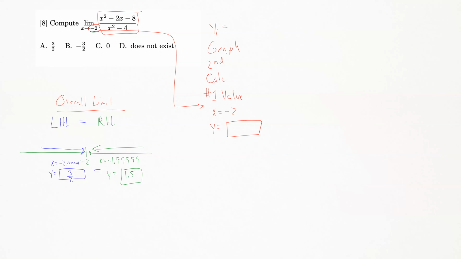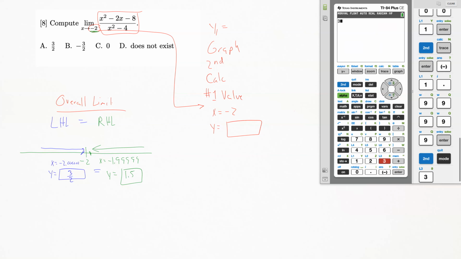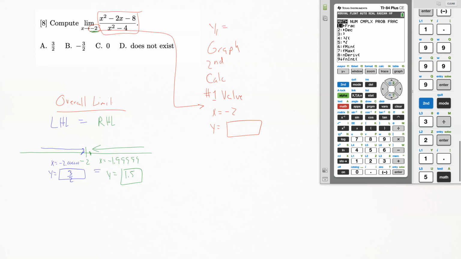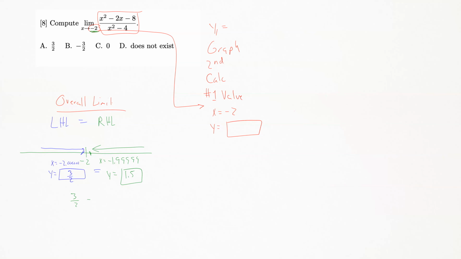So if we didn't know that 3/2 was the same as 1.5, we would want to just check that. So we'd come back to our calculator, and we could type 3 divided by 2, and that shows us it's 1.5, or we could type in 1.5 and do that math, and then number 1 fraction, and tells us that it's 3/2. So right now we know that we have 3/2 is equal to 3/2. They are equal to each other, which then tells me that my overall limit is also equal to 3/2, which would have been answer A in this situation.